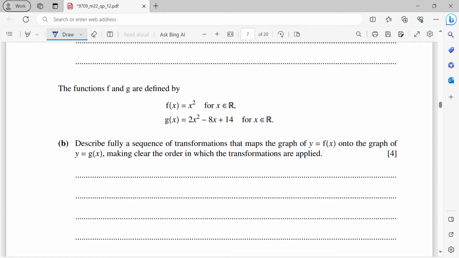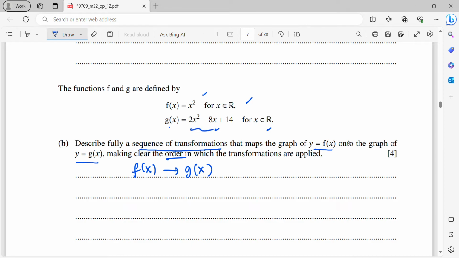Right, now the functions f and g are defined by f(x) equals x squared for real number of x, g(x) is a quadratic for real number of x. Now describe fully a sequence of transformations that maps the graph y equals f(x) onto the graph y equals g(x), making clear the order in which the transformations are applied. So basically, your f(x) changed to g(x), right? f(x) transforms onto g(x).